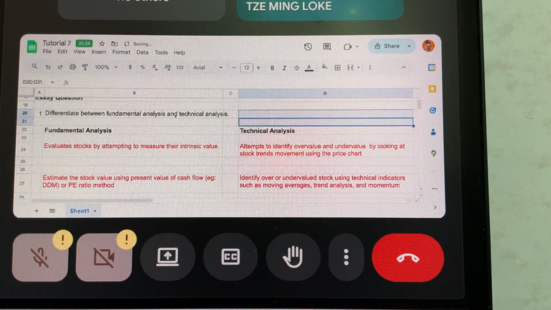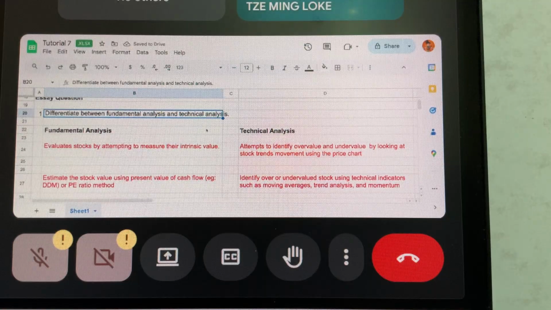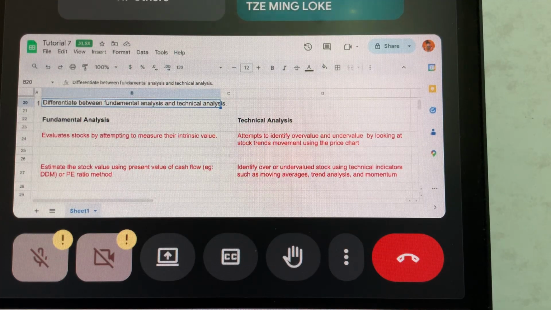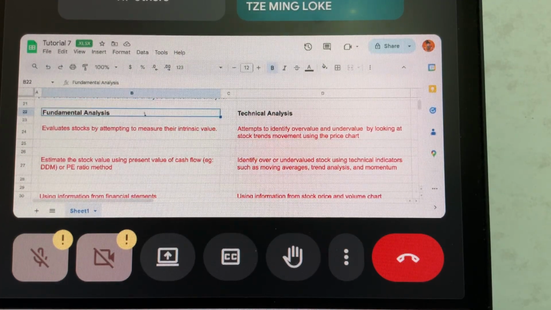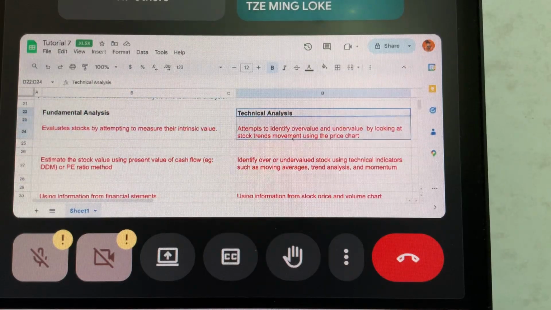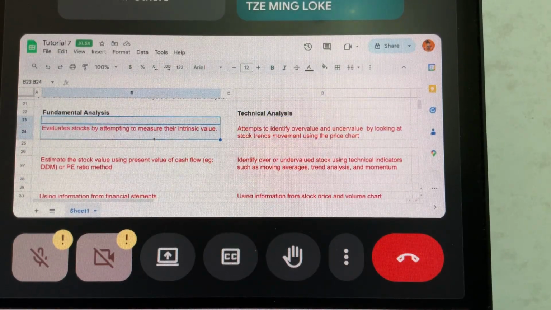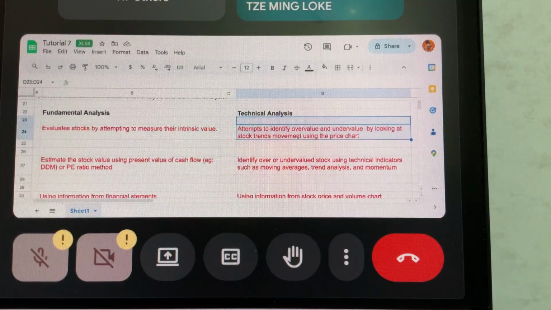Next one, they ask you to differentiate between fundamental analysis and technical analysis. In the exams, the easiest way to answer this type of question is like this: you put fundamental analysis on one side, you put technical analysis on the other side. And we have to see the difference. What's the difference between the two?